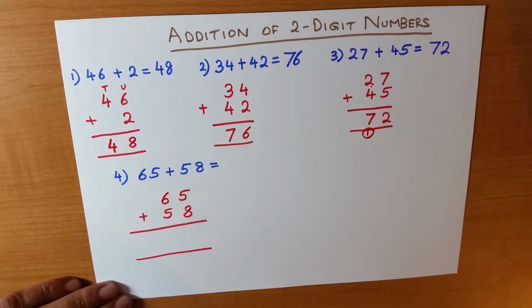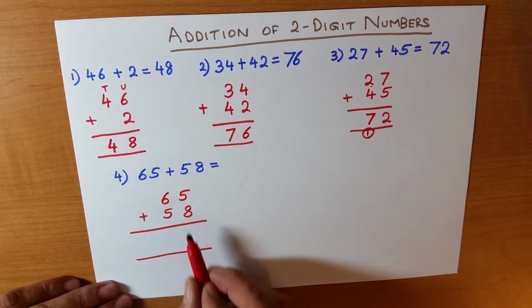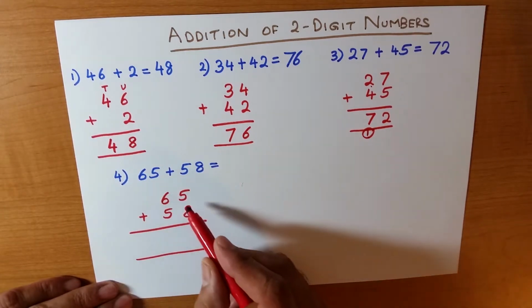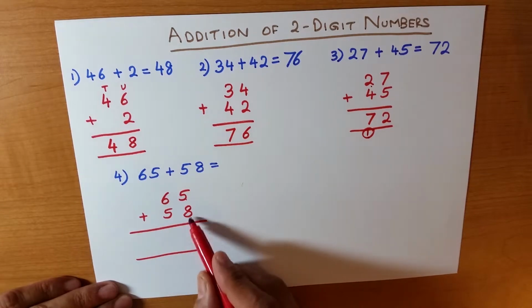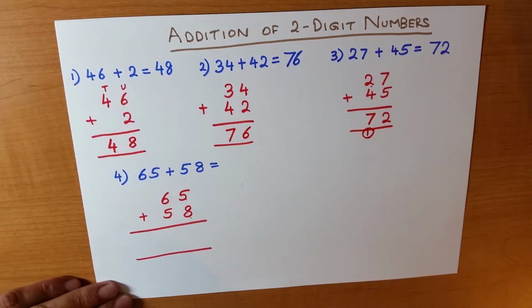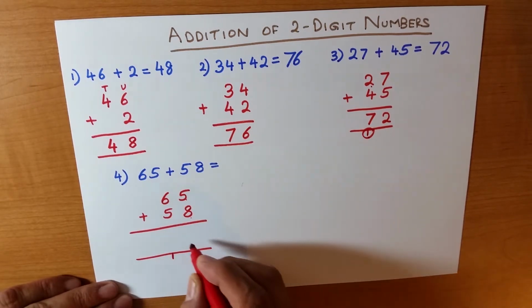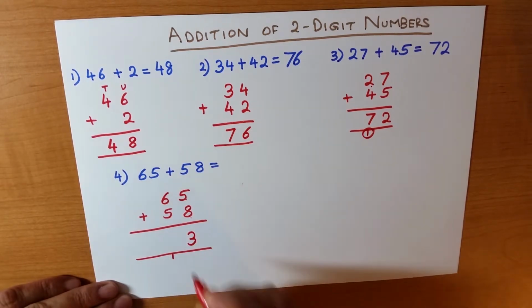Now do you remember what we do next? We add the column on the right hand side first, the units column. So what is 5 plus 8? That's right, the answer is 13. How do we write 13? We put 1 here and we put 3 here.